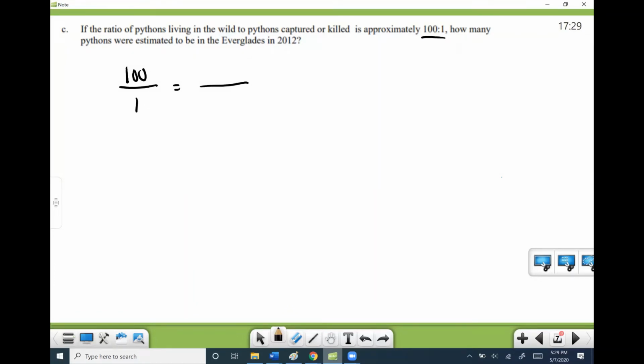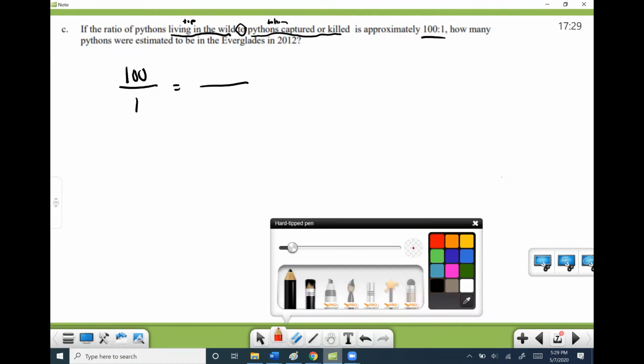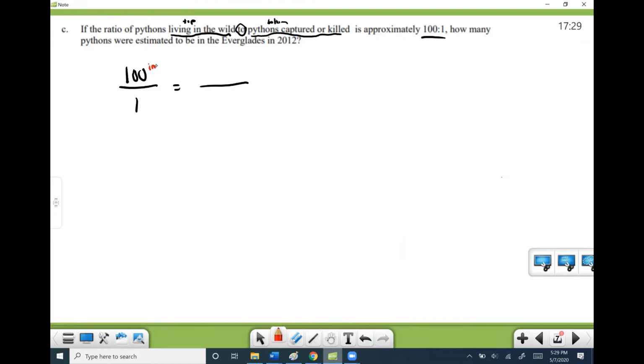So it says the ratio of pythons living in the wild to pythons captured or killed. So the top is going to be living in the wild, where you see the word 2, that's going to divide it between the top and the bottom. So this has to be the bottom. So the top is living in the wild, and the bottom is going to be captured or killed. So I'm going to put that in here. This is going to be in the wild, right? And this is going to be captured or killed.